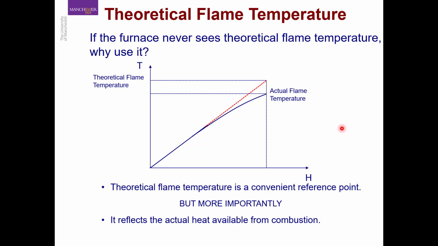So you might be thinking, why are we calculating the theoretical flame temperature if we are not going to use it? The reason we calculate theoretical flame temperature, the first thing is that it gives you the amount of heat that you are going to get from combustion. And the second thing is that it provides you a reference point to calculate the actual flame temperature. So in most cases, the actual flame temperature is about 10% lower than the theoretical flame temperature if you consider complete combustion. So by calculating the theoretical flame temperature, you can very well predict what your actual flame temperature is going to be.